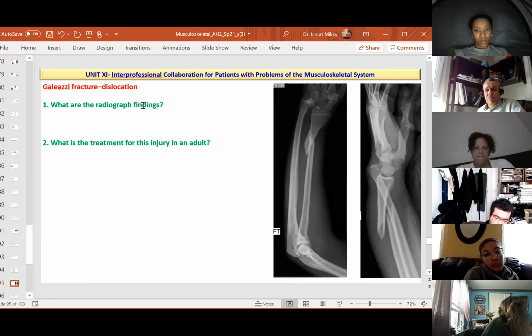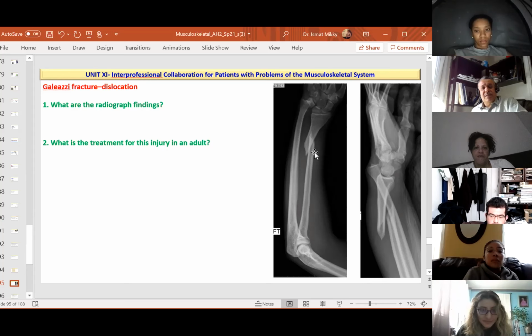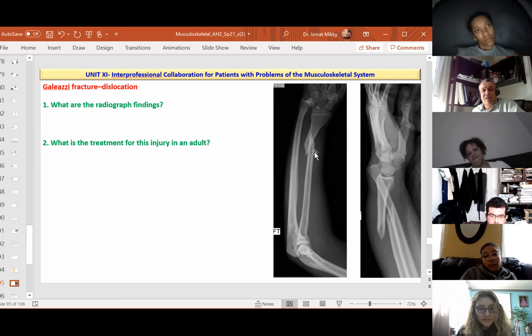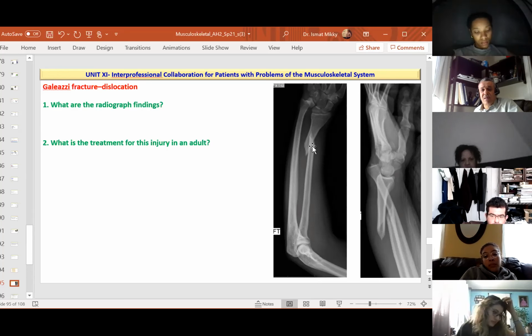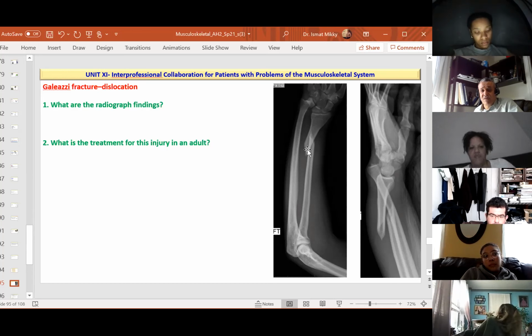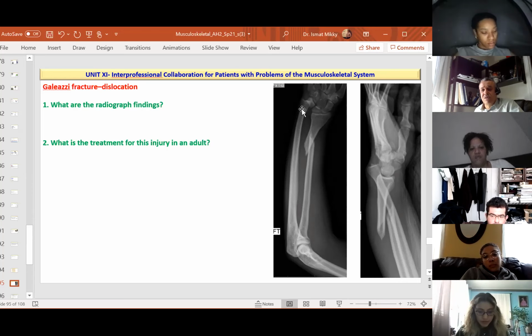So the fracture is right here. This is a displaced fracture of the distal radius. And there is also a dislocation of the distal ulna. But this is very prominent, very obvious here: a displacement fracture of the distal radius. In addition, there is a dorsal dislocation of the distal ulna. That's very minimal, but this is very obvious.